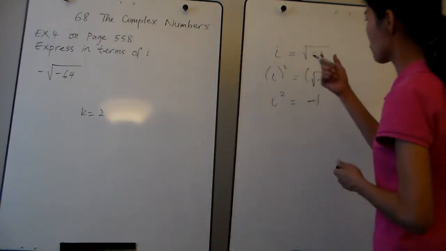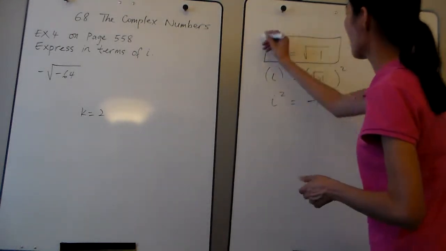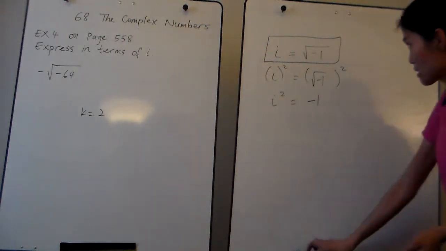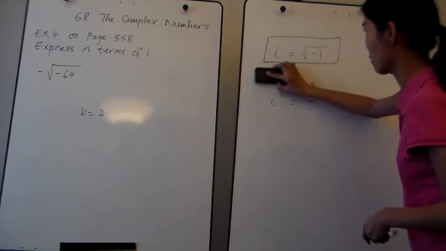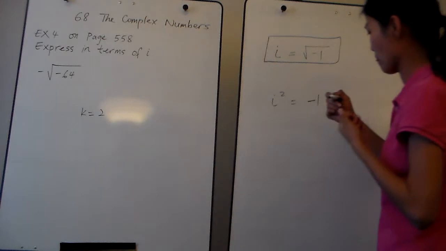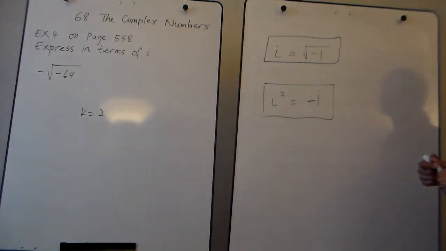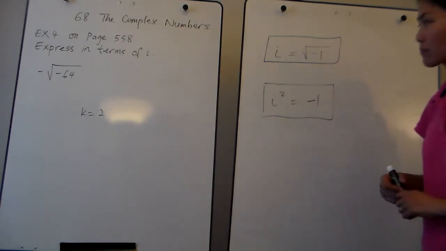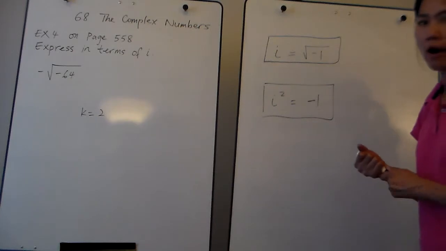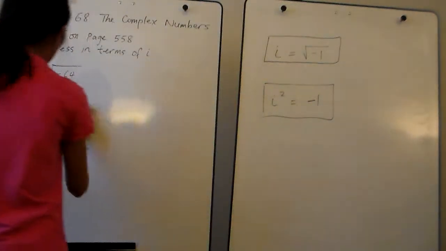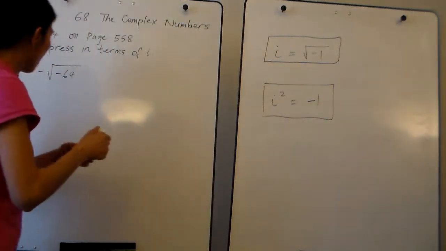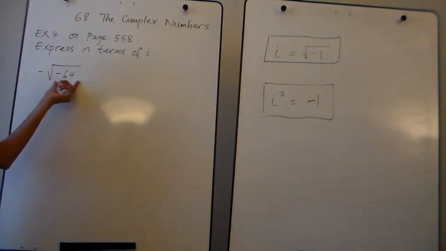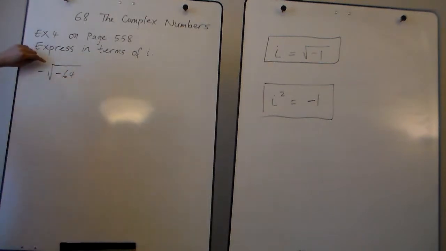I'm going to use this formula and this formula a lot. But let me clear it out so you see it. There's only two formulas here. So i is equal to square root of negative 1. i squared equals negative 1. And i is called the complex number i. We use complex numbers when the radicand is negative inside an even index k. Like this, k is 2, and the radicand is negative.